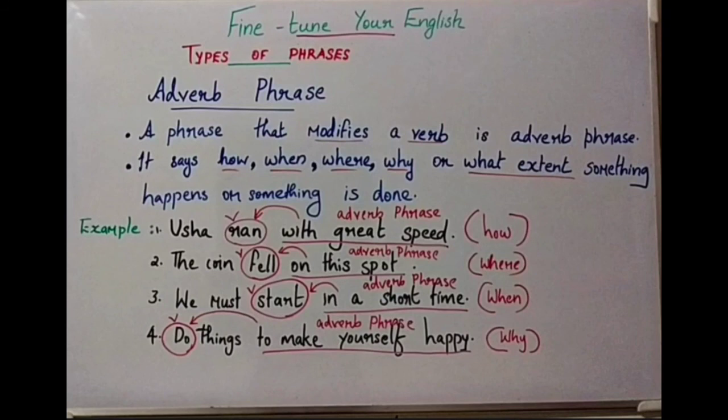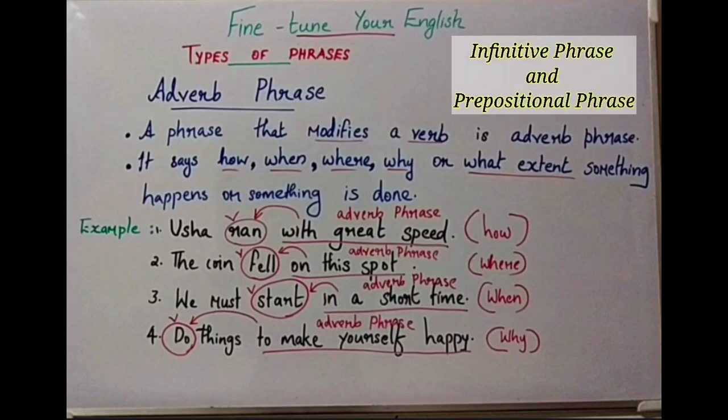Okay, we can discuss one more point about adverb phrases. An infinitive phrase or a prepositional phrase can also be an adverb phrase. See the examples given here. With the same examples, we can identify this point. With great speed is a prepositional phrase. On the spot is again a prepositional phrase. Then one more prepositional phrase you can see, in a short time. So a prepositional phrase can be an adverb phrase. Then the last one, to make yourself happy. That's an adverb phrase. At the same time, it's an infinitive phrase too, because it starts with the to infinitive.